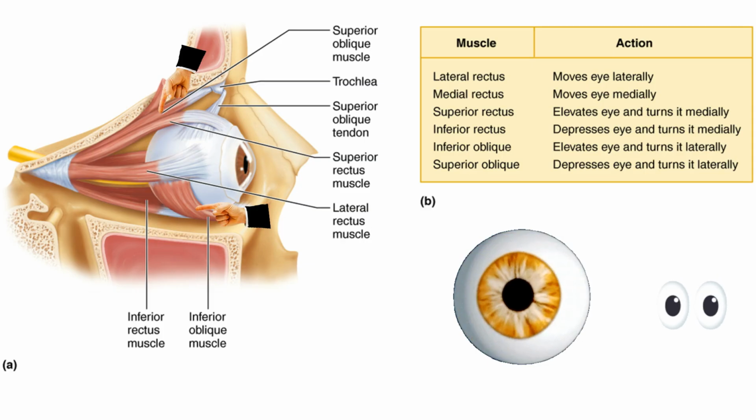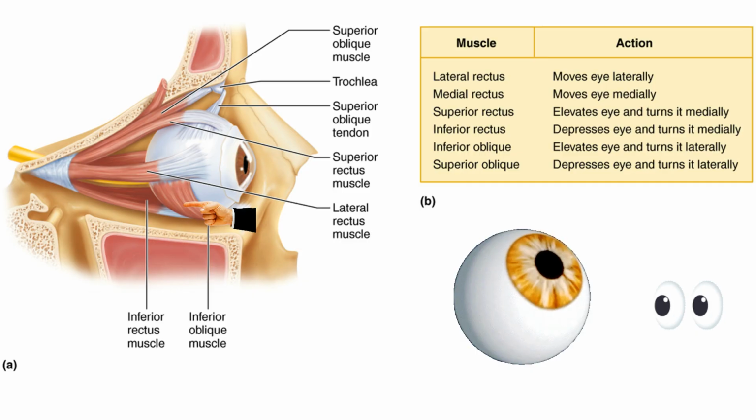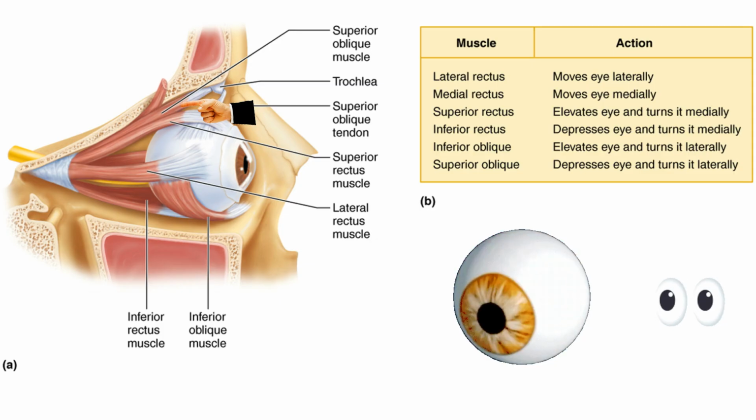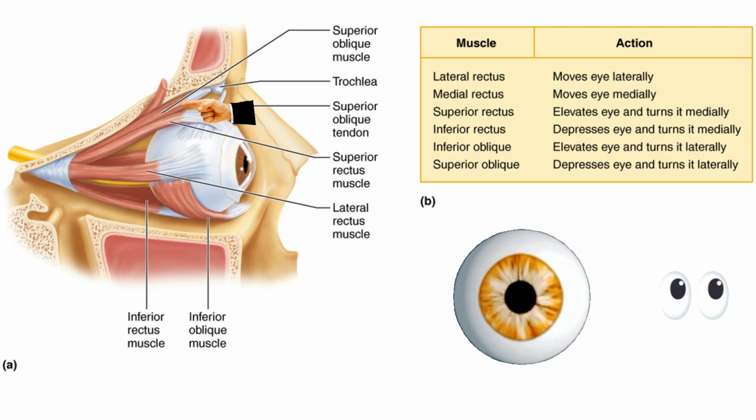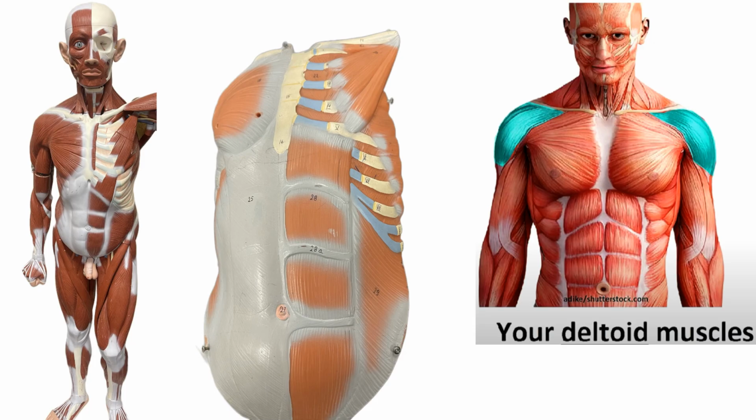Finally, we look at the oblique muscles, which handle rotational movement. The inferior oblique originates from the floor of the orbit. Its action elevates the eye and turns it laterally. Conversely, the superior oblique passes through a pulley-like loop called the trochlea to depress the eye and turn it laterally. Together, these 6 muscles ensure our vision remains stable and aligned.